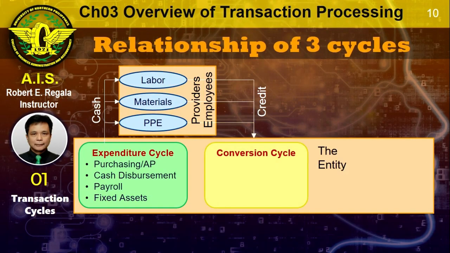The conversion cycle. The conversion cycle is composed of two major subsystems, the production and the cost accounting systems. The production system involves the planning, scheduling, and control of the physical activity through the manufacturing process. This includes determining raw material requirements, authorizing the work to be performed, releasing materials into production, and directing the movement of the work in progress to its various stages of manufacturing.